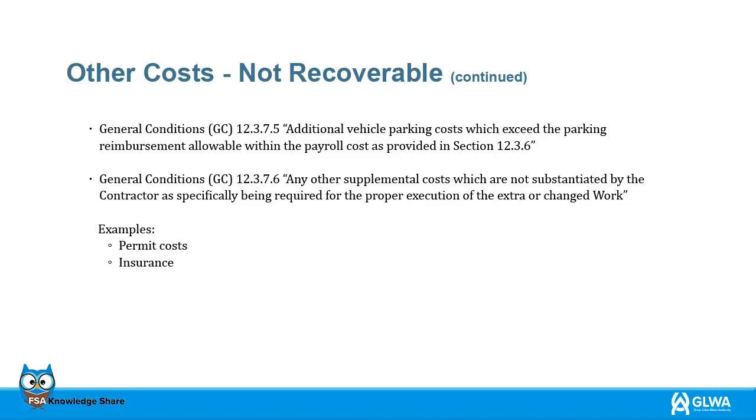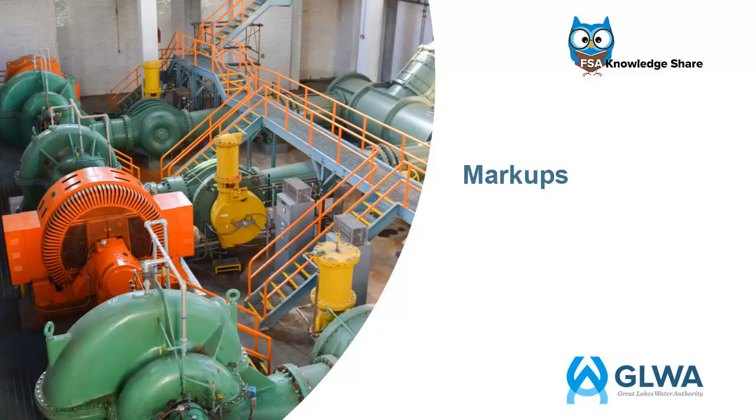12.3.7.6 Any other supplemental costs which are not substantiated by the contractor, as specifically being required for the proper execution of the extra or changed work. Some examples are permit costs and insurance. While reviewing the cost proposal, the project manager shall ensure that the markup percentage is not greater than allowed in our contract.